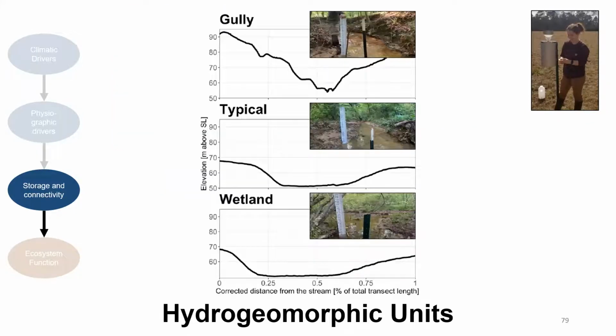And so Delaney, in one of the big portions of this chapter, is trying to characterize the horizontal fluxes of water in these areas. These are 3 cross sections that we took of a gully, a typical, and a wetland transect. A transect is taking a slice of the stream from one side to the other.